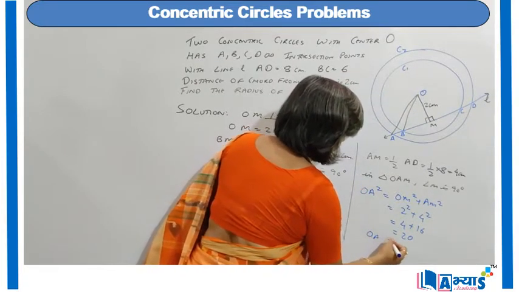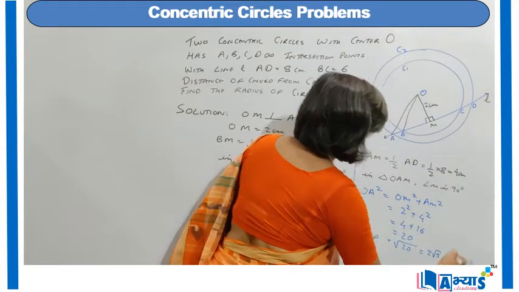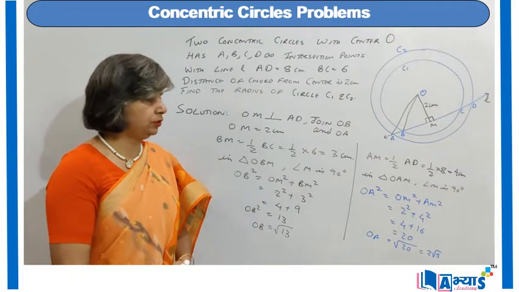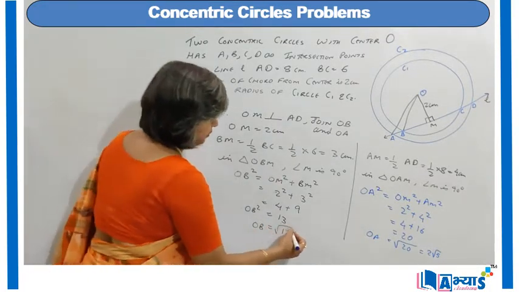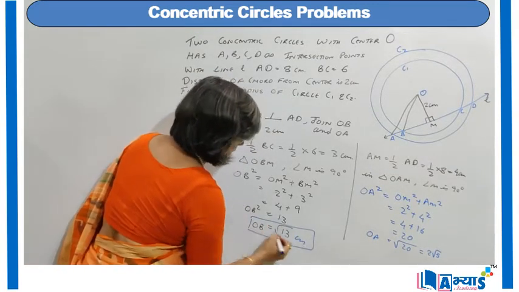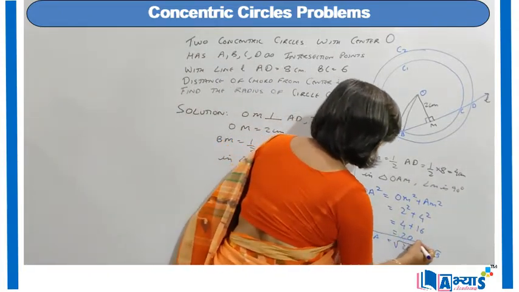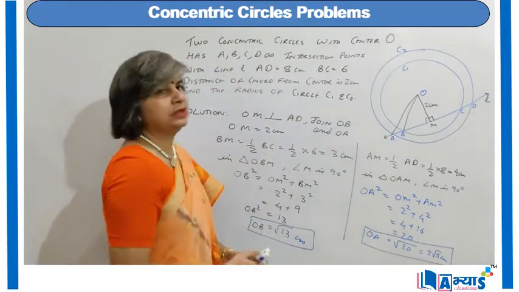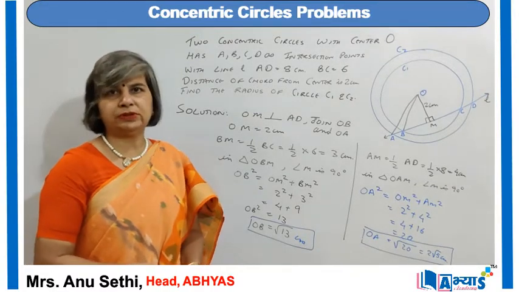Now OA will be equal to root 20, which is 2 root 5, because root 20 is root of 4 into 5, and 4 is the square of 2. So we have taken 2 outside. So it will be 2 root 5. Now OB is root 13 centimeter. This is the radius of the circle C1, and the radius of the circle C2, OA, will be 2 root 5 centimeters. So this is how we can apply the different concepts in the case of concentric circles.